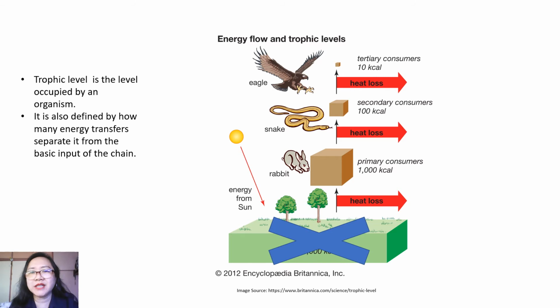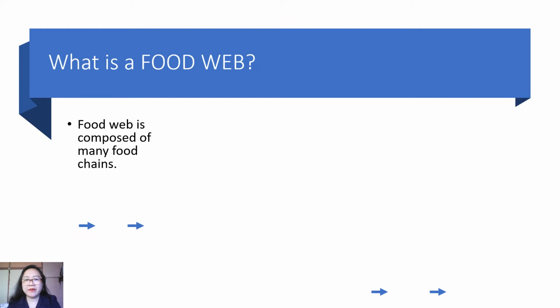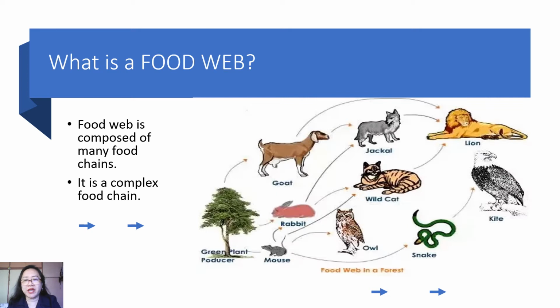What is a food web? Food web is composed of many food chains. It is a complex food chain. Here is an example of a food web.